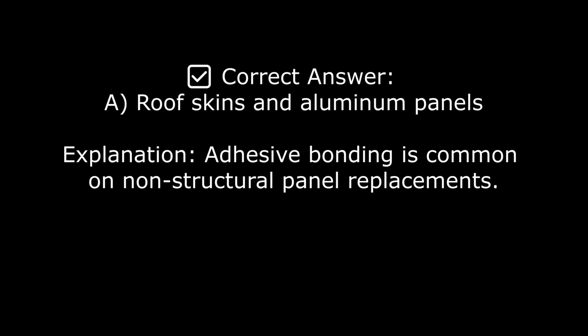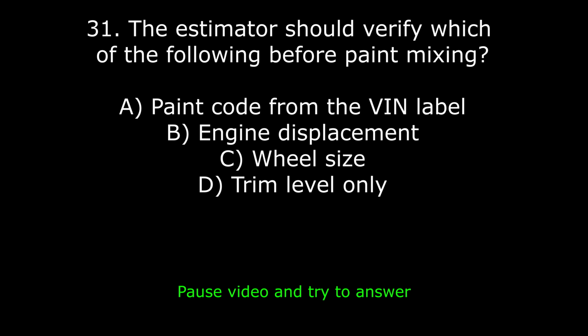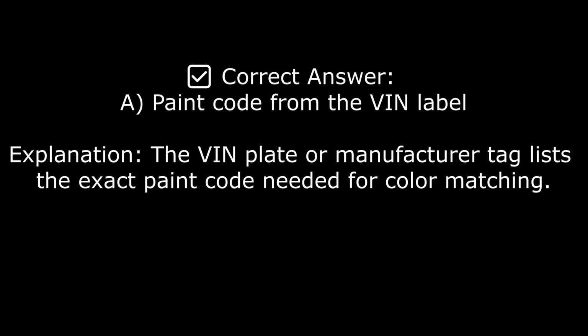31. The estimator should verify which of the following before paint mixing. A. Paint code from the VIN label. B. Engine displacement. C. Wheel size. D. Trim level only. Correct answer: A. Paint code from the VIN label. The VIN plate or manufacturer tag lists the exact paint code needed for color matching.